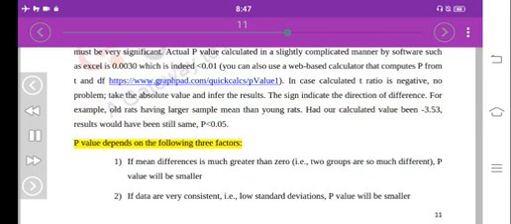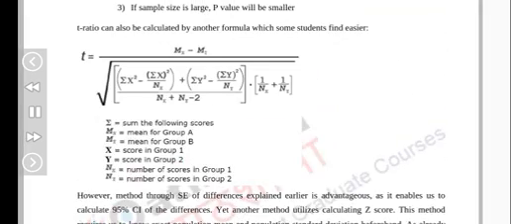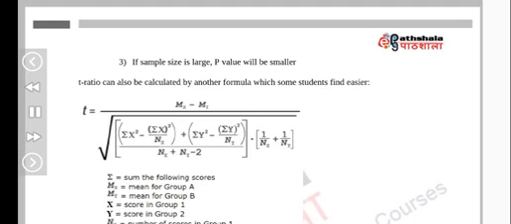The p-value depends on the following three factors. 1. If the mean difference is much greater than 0, i.e., the two groups are so much different, the p-value will be smaller. 2. If data are very consistent, i.e., low standard deviations, the p-value will be smaller. 12. Statistical applications in environmental sciences. 3. If the sample size is large, the p-value will be smaller.